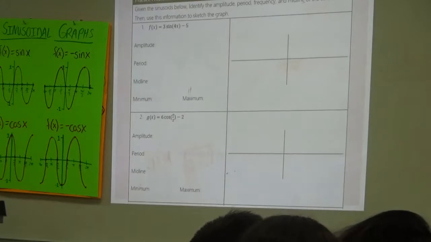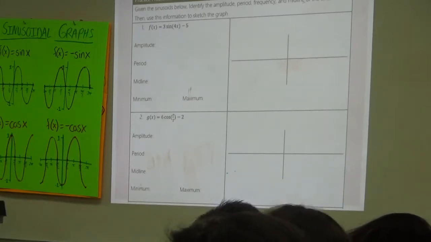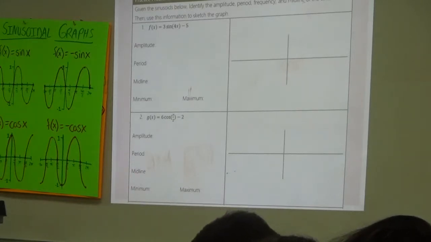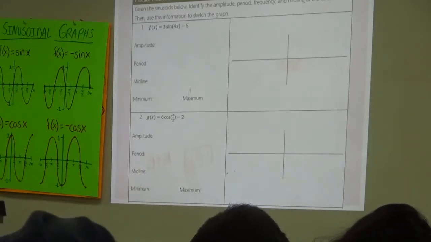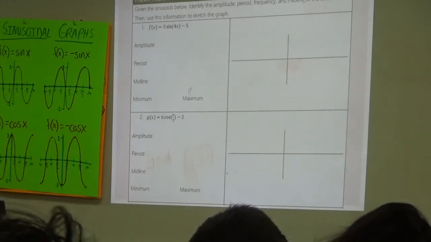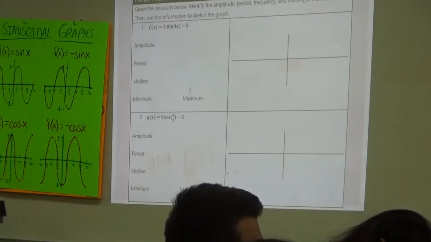Okay, so your amplitude is this number. Your period is 2 pi divided by this number, your b. So simplify that, you get pi over 2. Okay, your midline is y equals what? -5. So this is what I want you to start with, your midline. You're starting down here at -5. Let's just pick a spot for -5. Okay? From -5, the height of our wave, the amplitude, is 3. So we're going to go 3 up and 3 down.